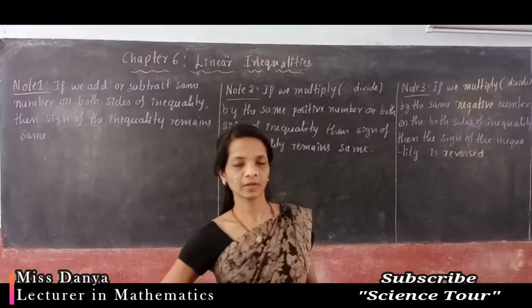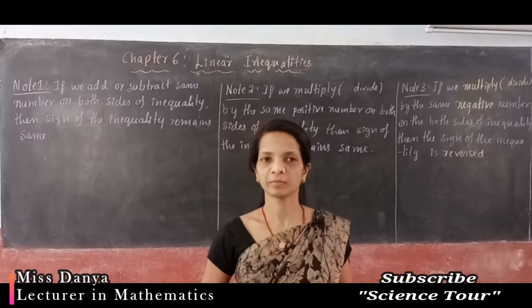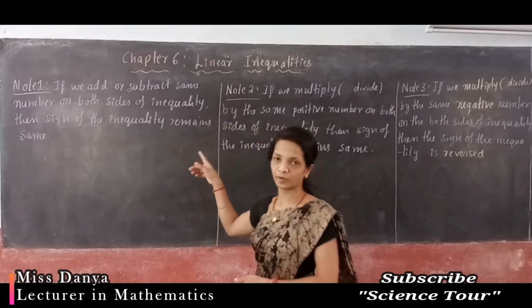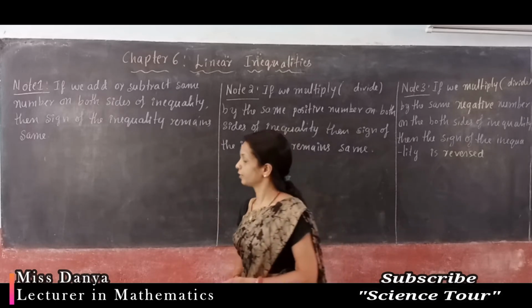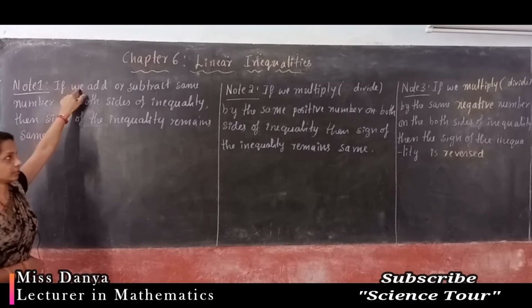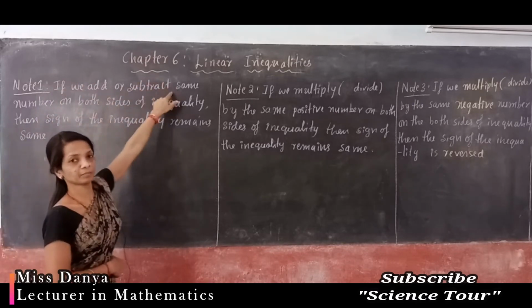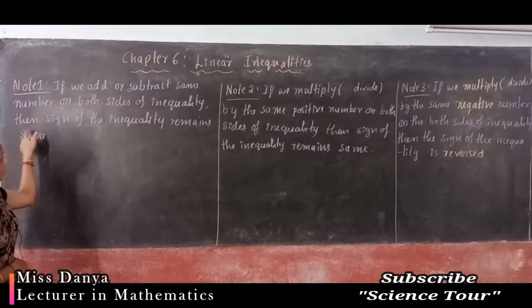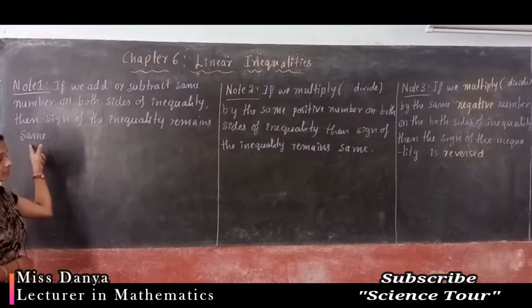Next, to solve inequalities, you ought to know some important points. Those points I give as note 1, 2 and 3. And note 1, what do you have in that note 1? If we add or subtract the same number on both sides of an inequality, then the sign of the inequality remains the same.